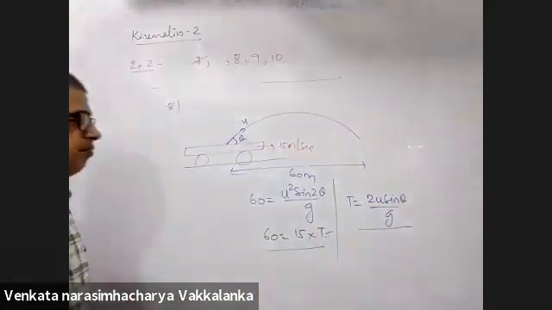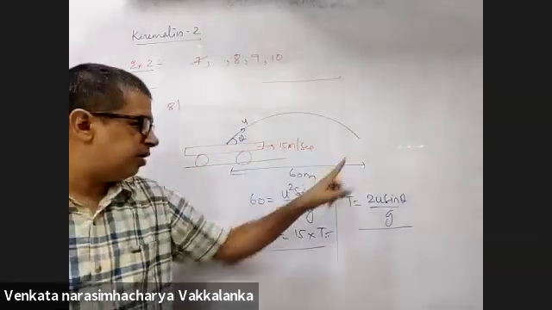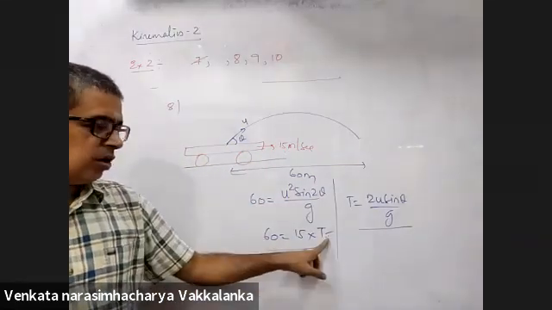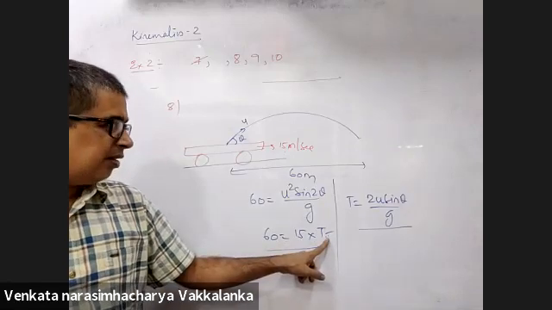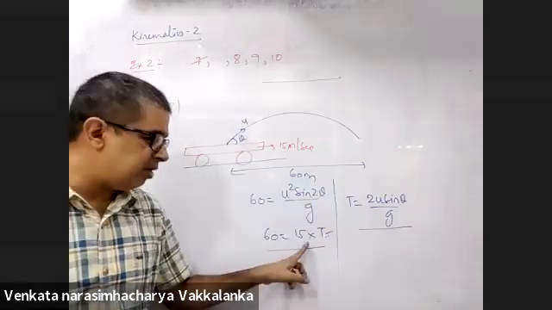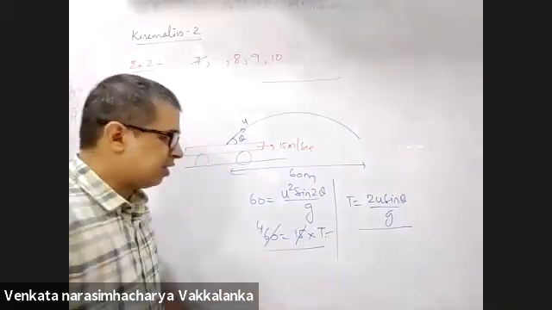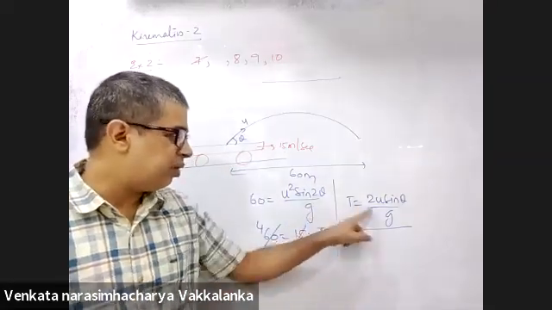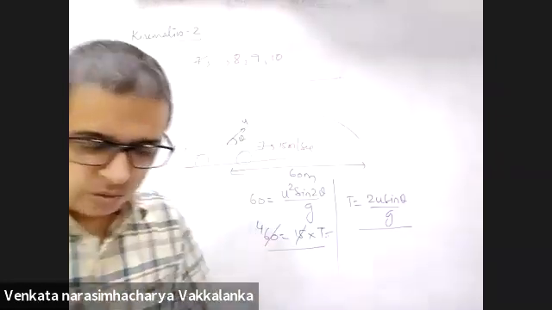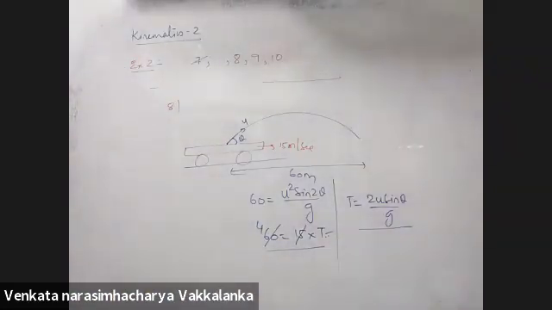हो गया कि नहीं? Platform moved 60 meters in how much time? 4 seconds. Put 4 seconds here. Two equations and two variables. What are the two variables? U and theta.